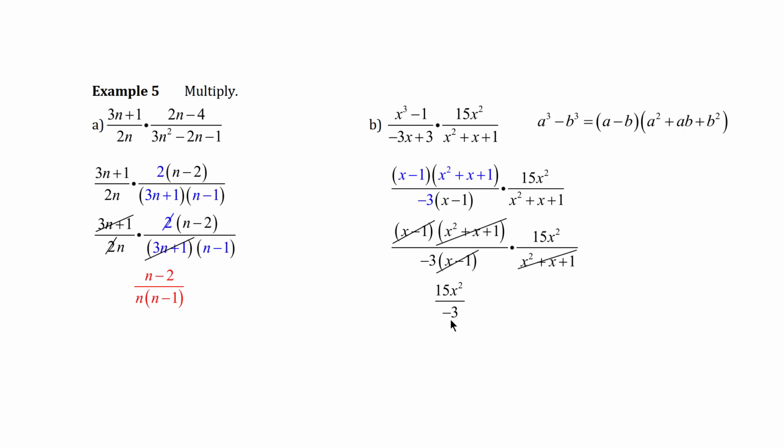From here, we could simplify further. 15 divided by negative 3 is negative 5. So we get negative 5x squared for our final answer.